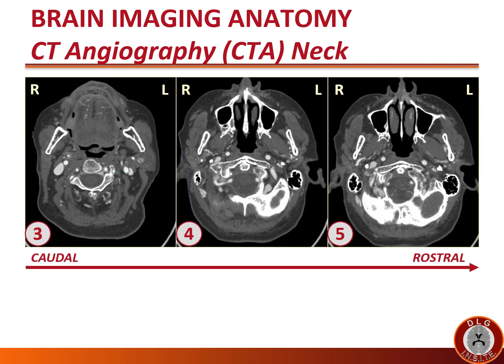Let's review three more CTA neck images, moving caudally to rostrally. Can you identify the main arteries in these images before proceeding to the next slides with labels? Can you identify the arteries labeled A and B in these three CTA neck images?